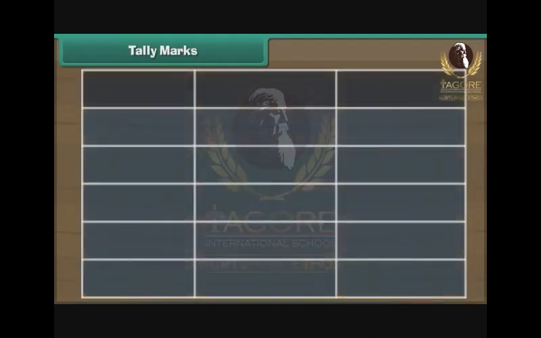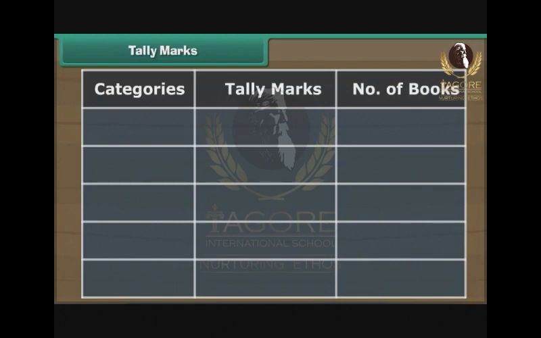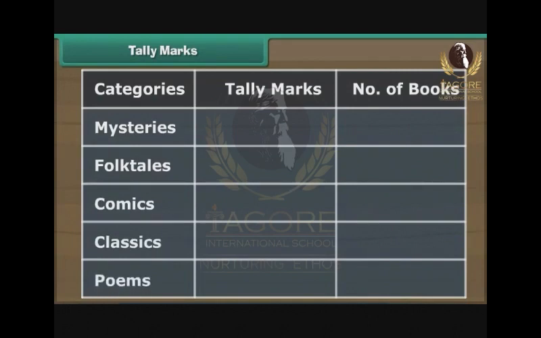Make 3 columns: categories, tally marks, and number of books. Write down the 5 different categories under the Categories column. Draw a vertical line against the Mysteries category under the Tally Marks column for the first book in the category. Draw a horizontal line for the next book in the same category.